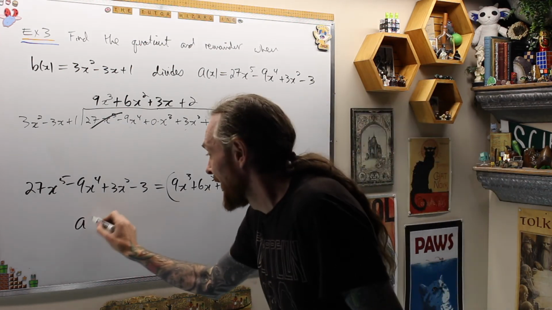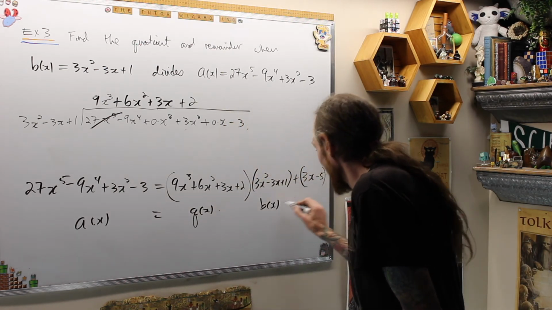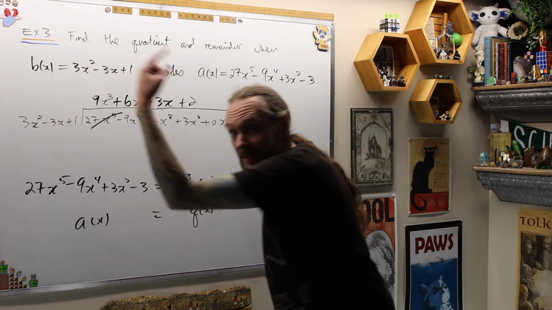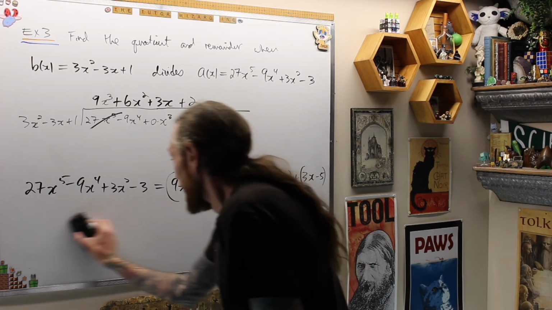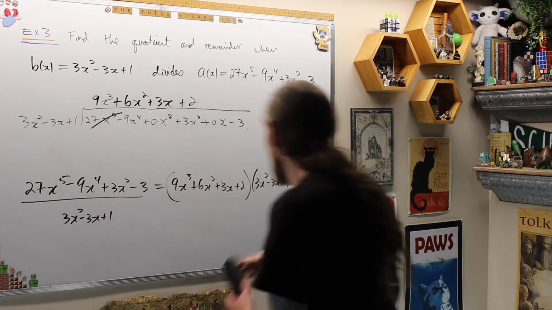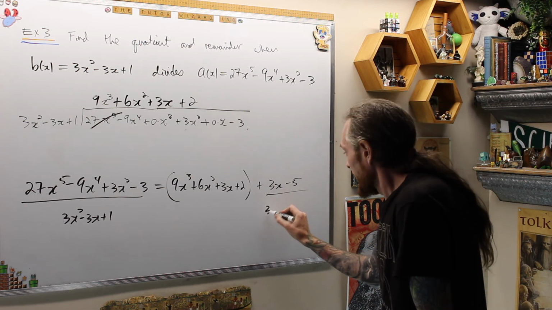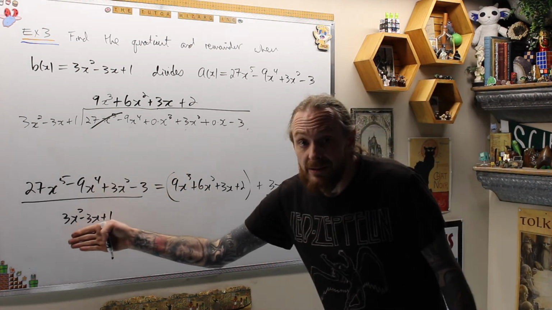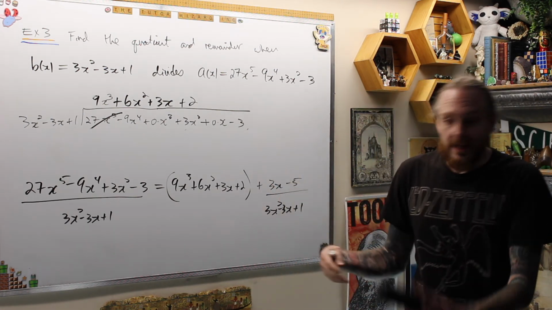This is a of x equals q of x times b of x plus r of x, where the remainder now has to be strictly less than my divisor. And so if I write this as the ratio of polynomials, 3x squared minus 3x plus 1, this now disappears. Minus 3x plus 1. I now get an improper rational function becomes a polynomial plus a proper rational function. When would I do that? Let's do one more example and I'll show you.